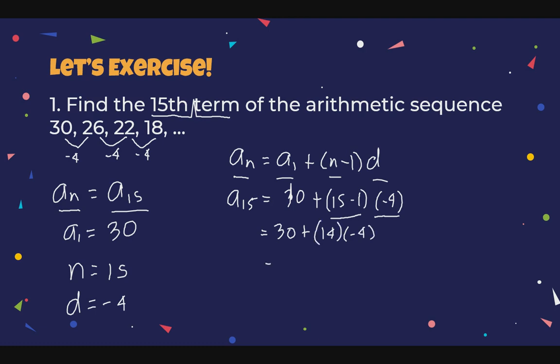So let's just copy 30 because we will operate multiplication first. 14 times negative 4 is negative 56. And let's just add them to get our 15th term, which is negative 26. So that will be the final answer. The 15th term is negative 26.